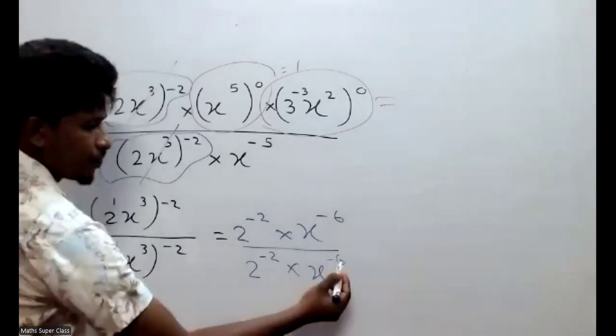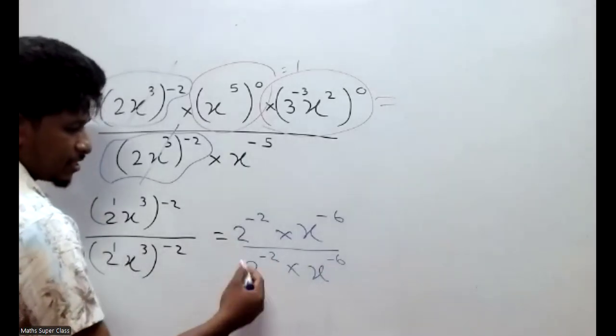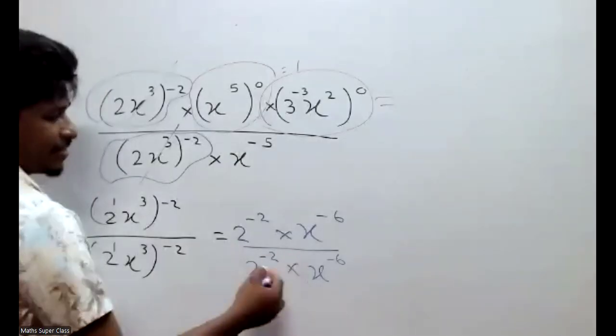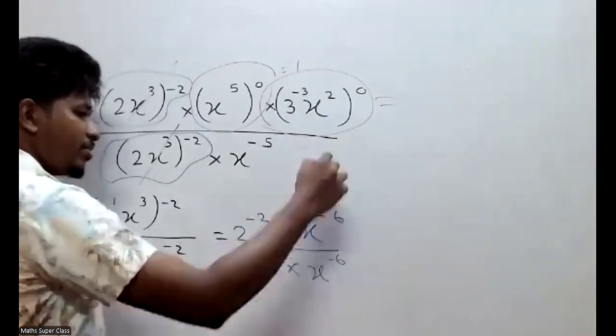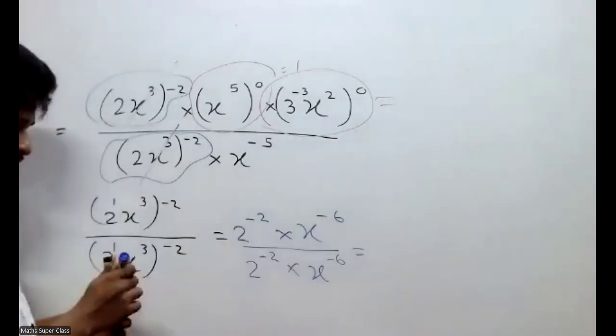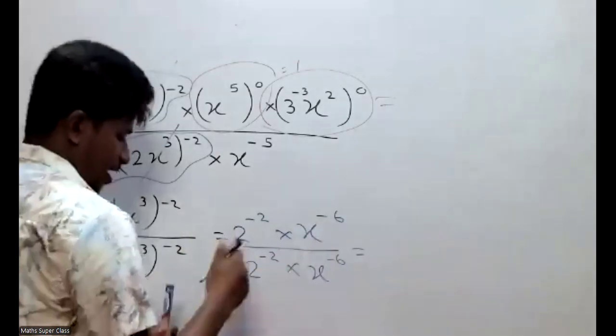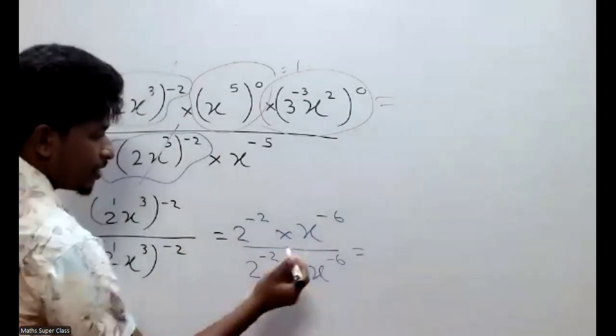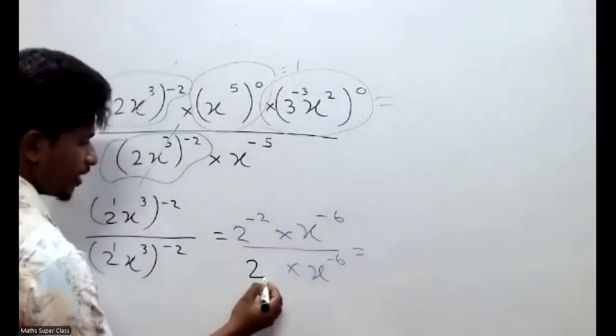Now what to do? Now we can take these two. These are acting like denominators. We can take them above this line. That means what happens? These are two. I'll write these two using black color, then you can easily understand.